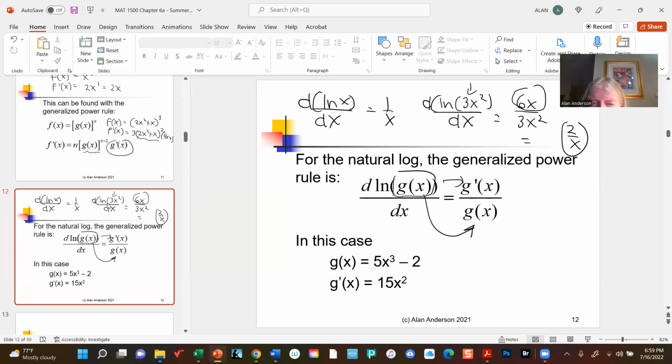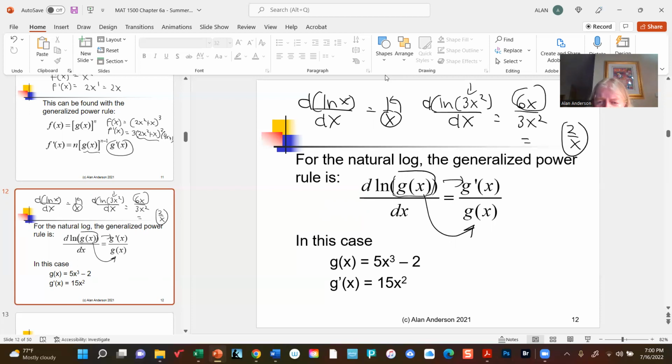Here, we don't have to bother, although technically we are doing that here too. It's just that the derivative of x is just 1, so we just write it as 1 over x. But in principle, we're actually applying the same rule even to just plain log x. It's just that you don't notice it because the derivative of x is just 1.